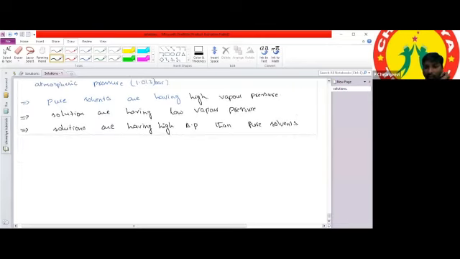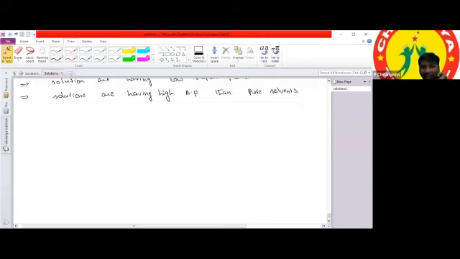Okay, now in this one, the boiling point temperature of the pure solvent can be represented with T0. And the boiling point temperature of the solution can be represented with TB.